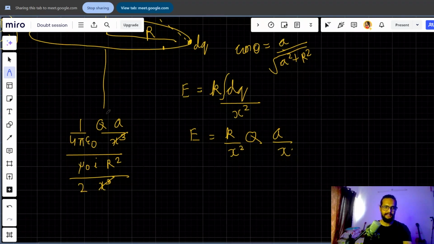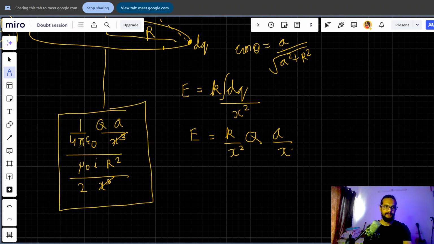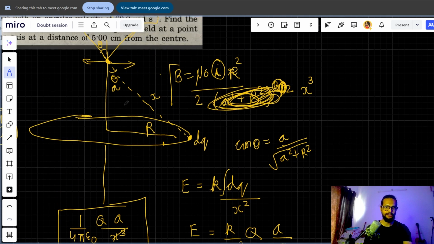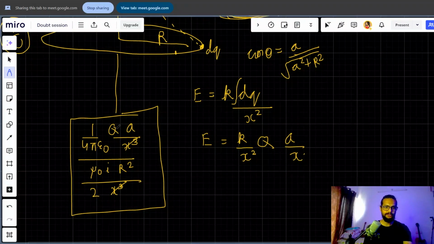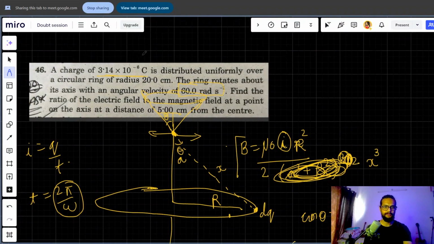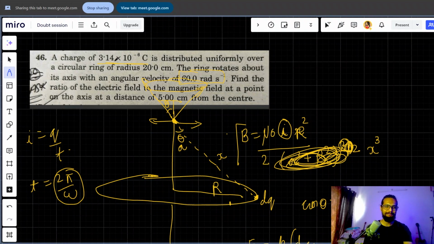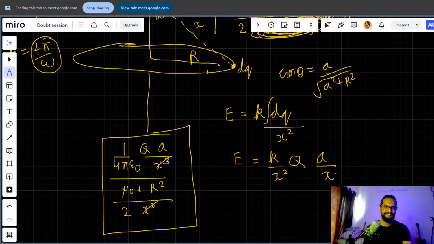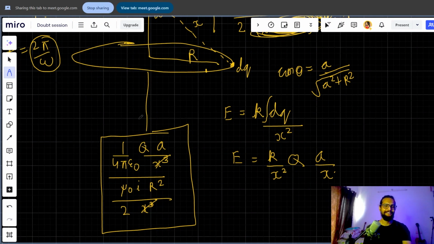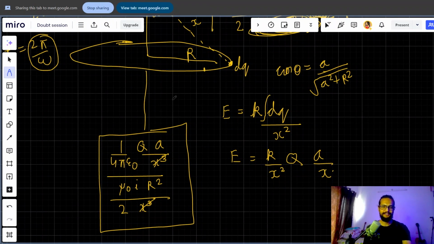So tell me, in this entire ratio, anything is not known to me. 4 pi epsilon naught is just a constant, mu naught by 2 is just a constant, r is already given to me, the distance a is also given, I hope. Of course, it's given 5 centimeter. Q is also given to me, the total charge, which is 3.14, which is basically pi into 10 raised to minus 6. So it's a good one. Pi will get cancelled in a way. This pi will get cancelled with one of the Q, isn't it? So that's why they have given such values.